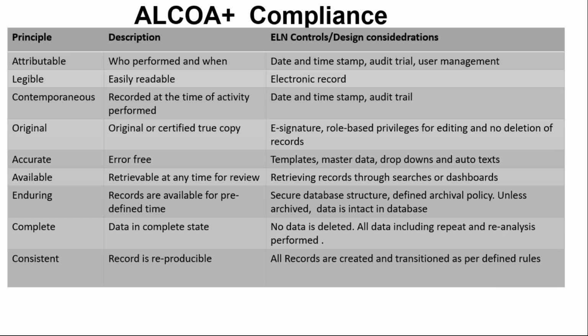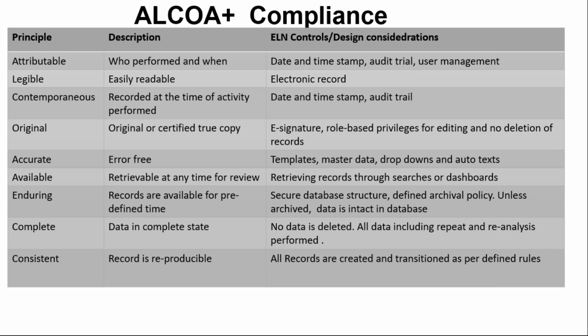So as every record has a date and timestamp and the audit trail, the scientists are bound to record the activity in real time. The fourth is the originality of the record, which is the original copy or the certified true copy. So we can have certain ELN controls to ensure that this is an original copy. For example, e-signature, certain role-based privileges for editing the record, which can ensure that the records are original.